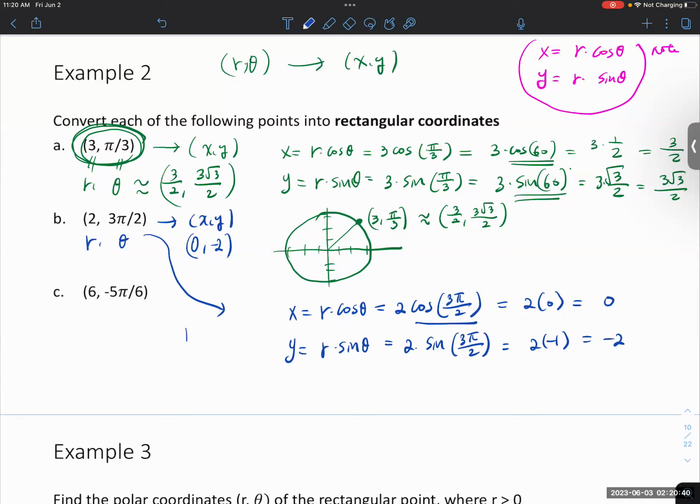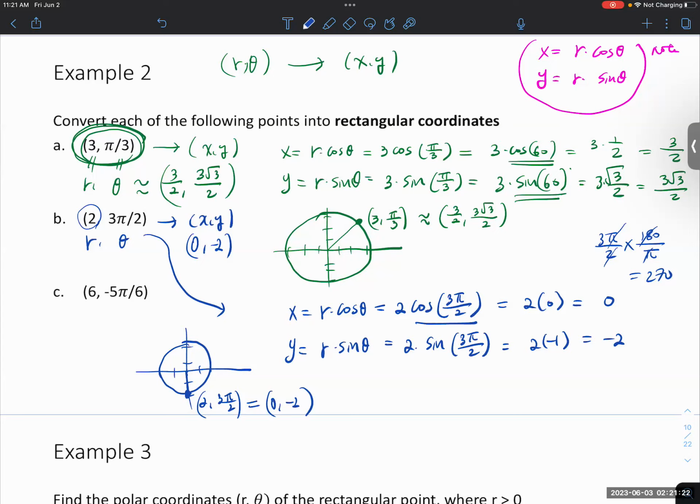So this one, you can think about it. 2 is going to be the radius. So in that circle, 3 pi over 2, if I just want to find out the angle, I'm going to multiply by 180 over pi. So this is 270, exactly this is the angle. So this is 2, 3 pi over 2 in the polar coordinate system. Exactly this is corresponding to 0, where x is 0 and y is -2. They're located in the same position, as you can see.